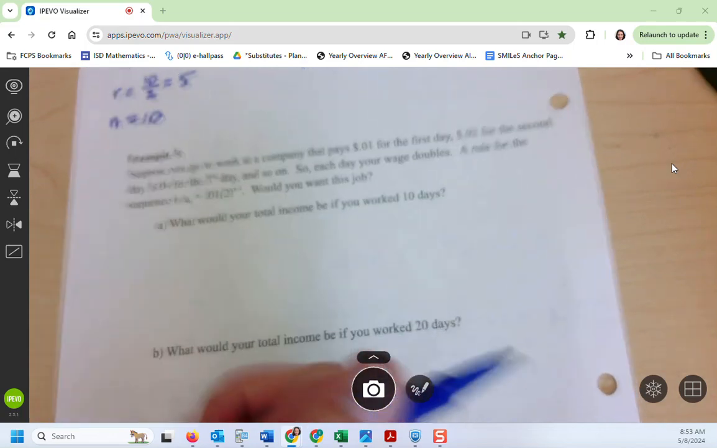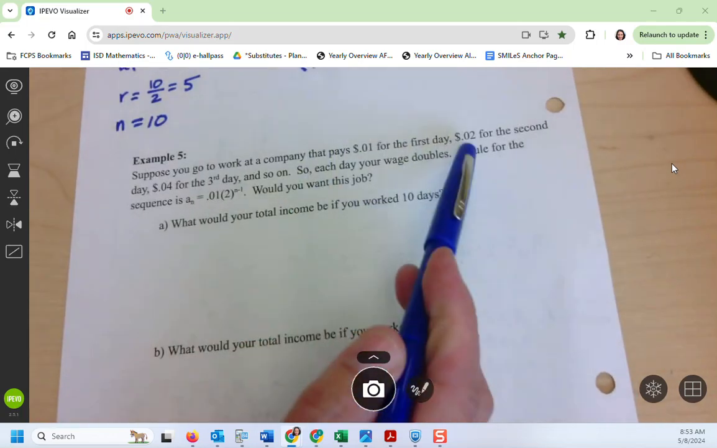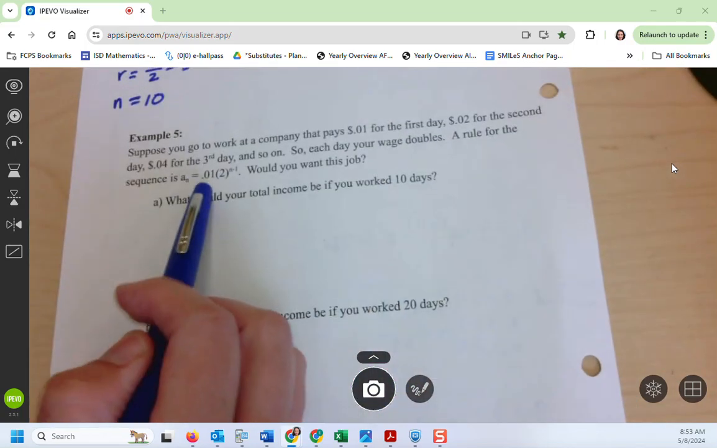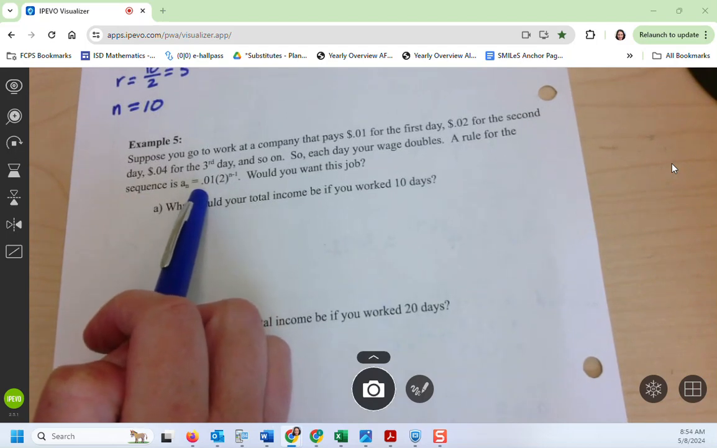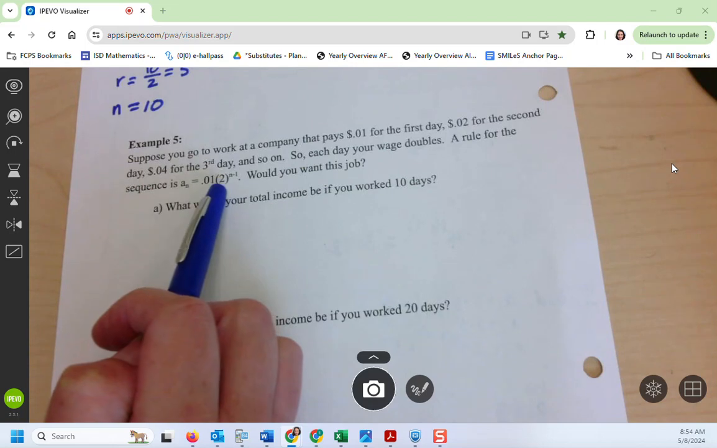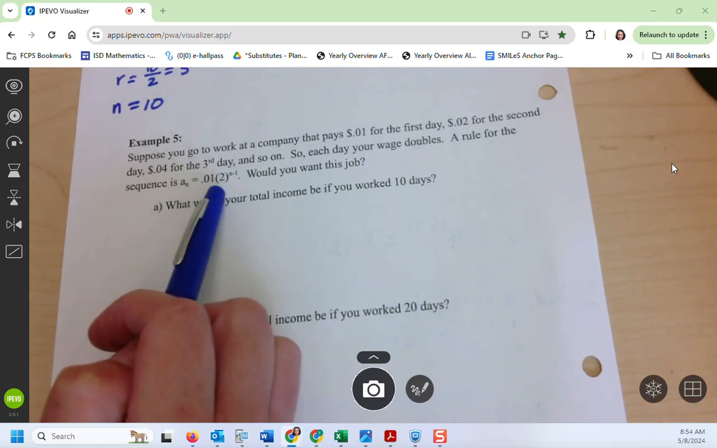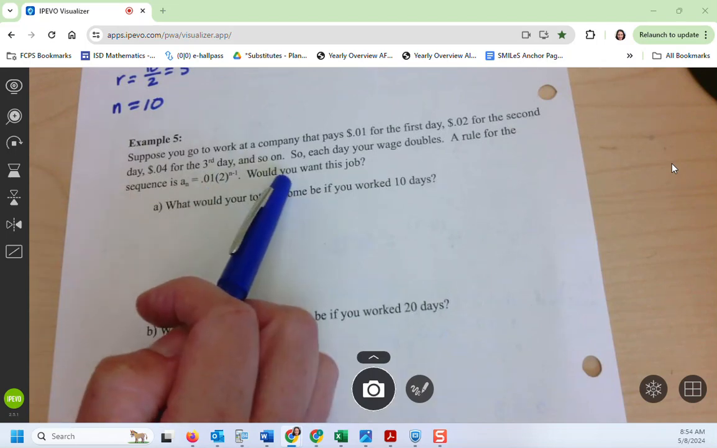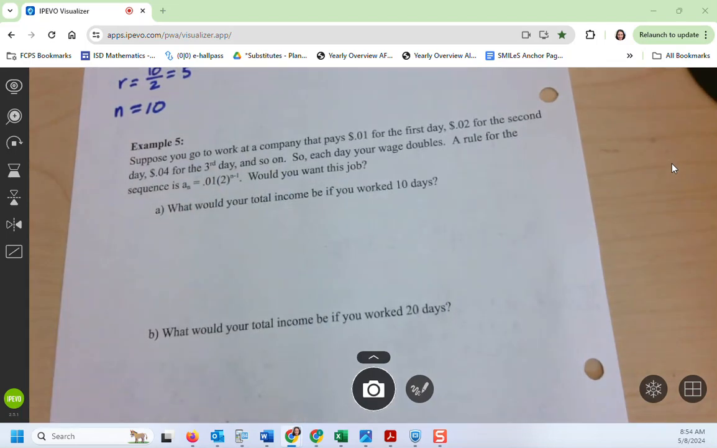So every day your wage doubles, and here's the rule for this sequence. Notice a sub 1 is 1 cent. That was your pay on the first day. The r is 2 because you're doubling it, so you're multiplying by 2. And we heard some yeses and some nos on would you want this job. It says, what would your total income be if you worked 10 days? So that means n is 10.